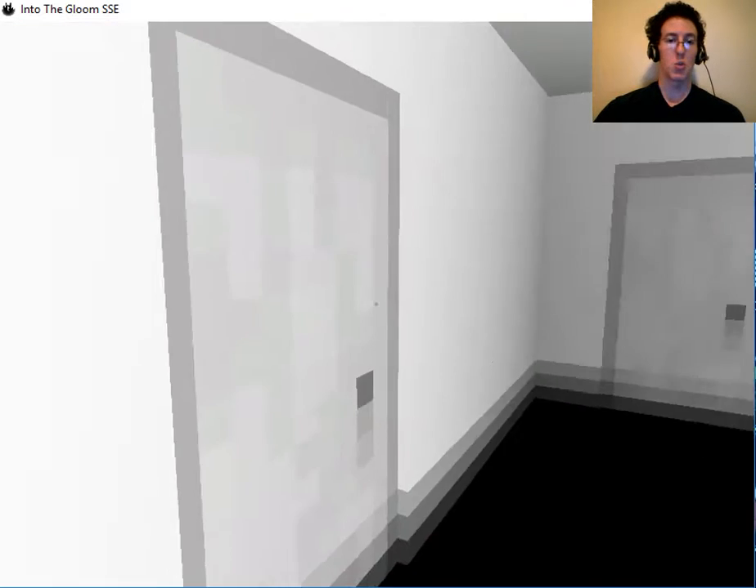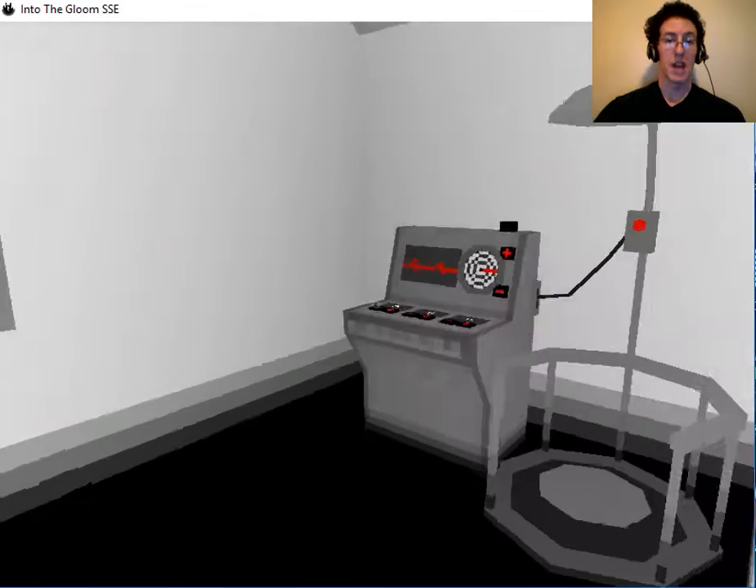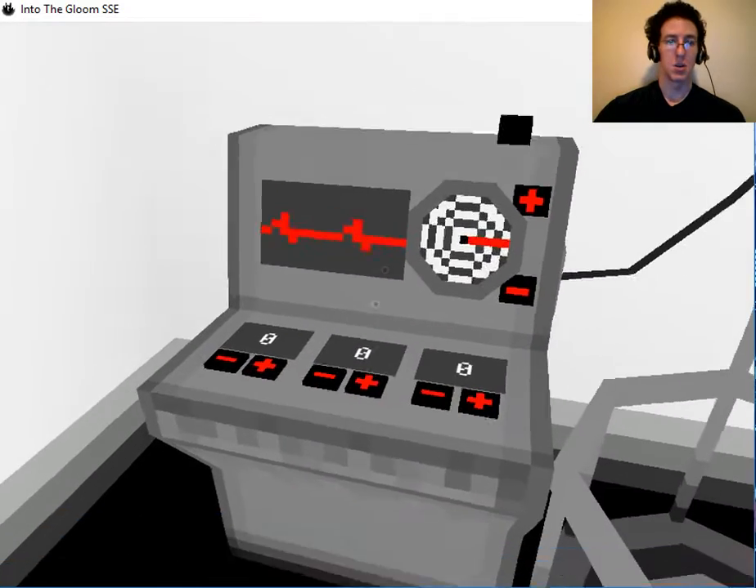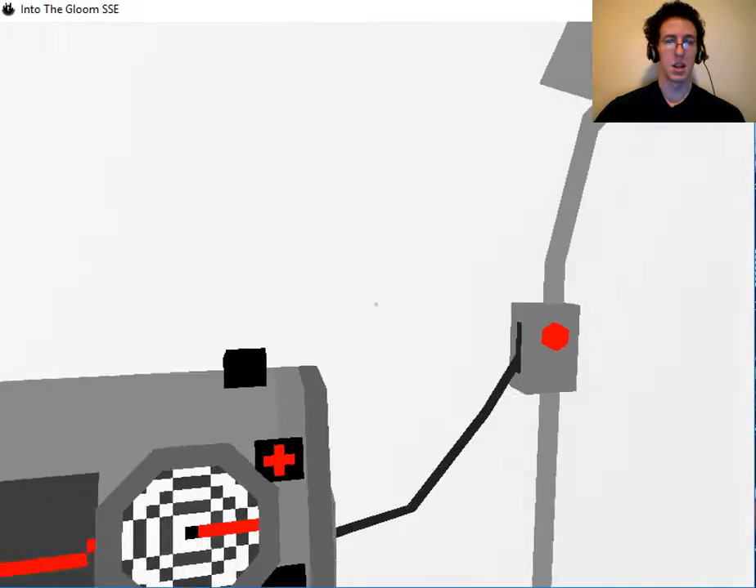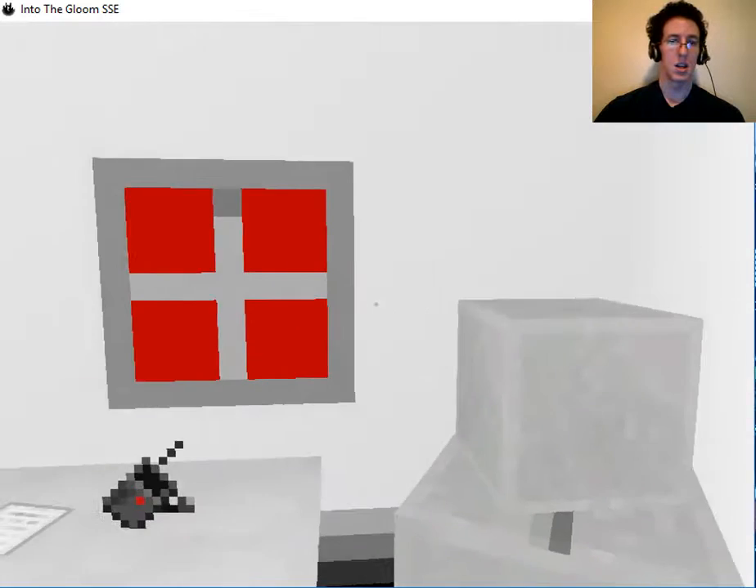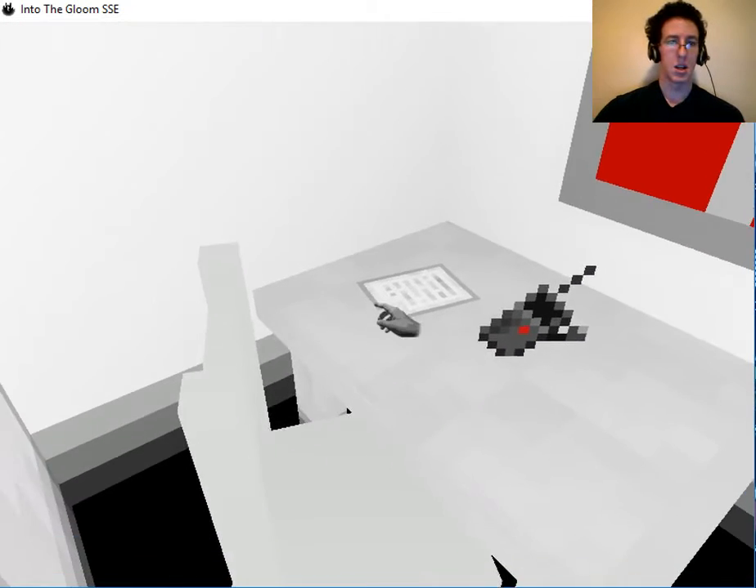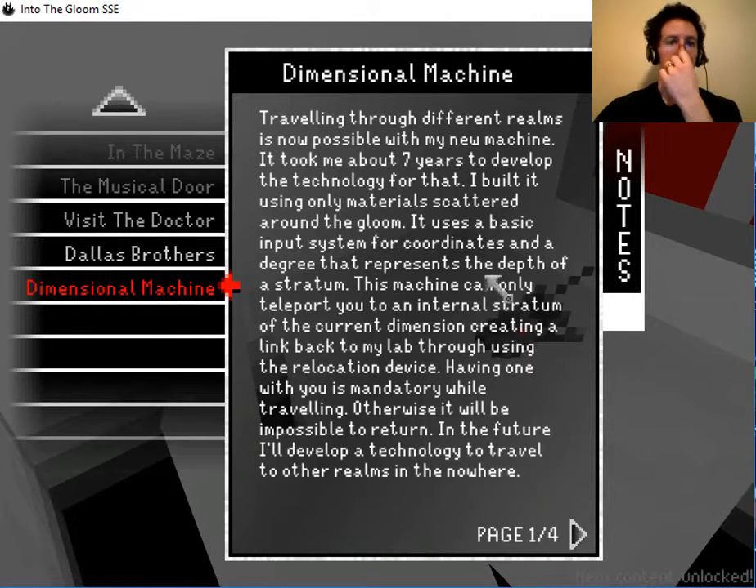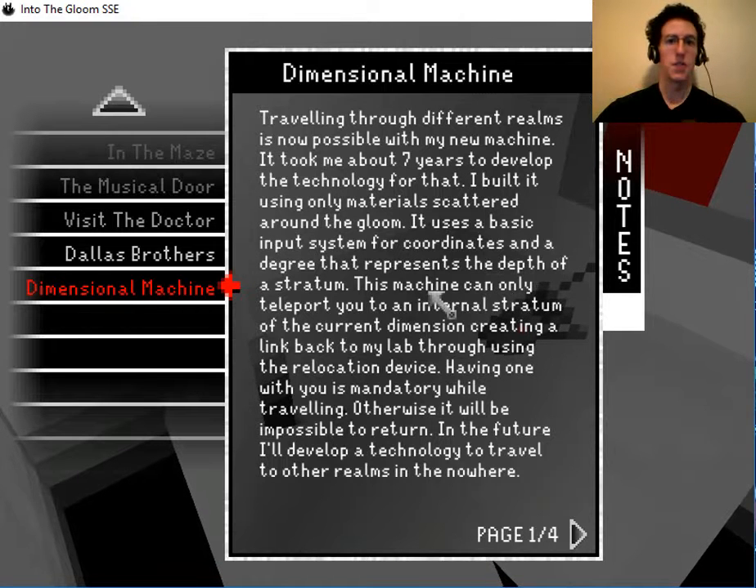We just arrived at Dr. Warren's house. Wherever that is. What the? Okay, dimensional machine. Traveling through different realms is now possible with my new machine.